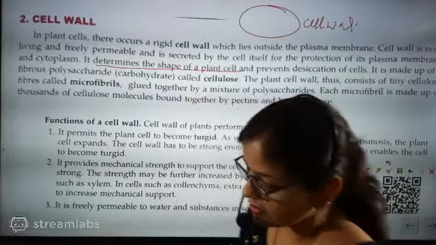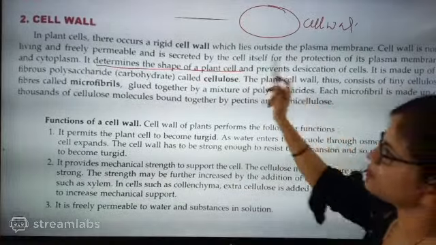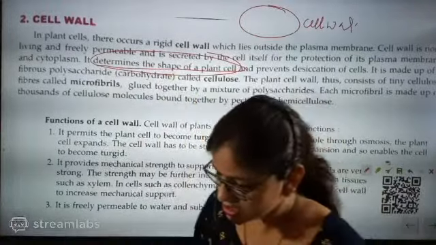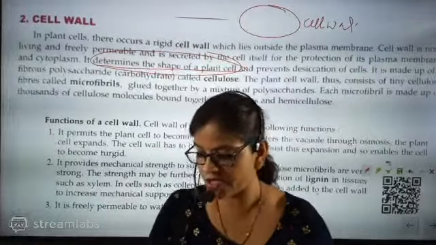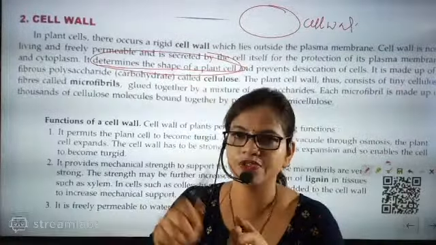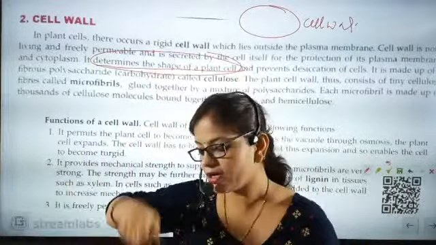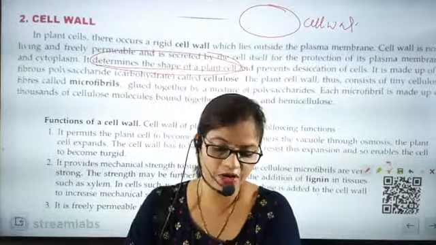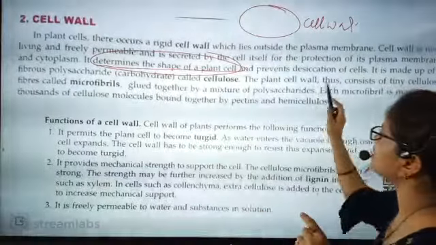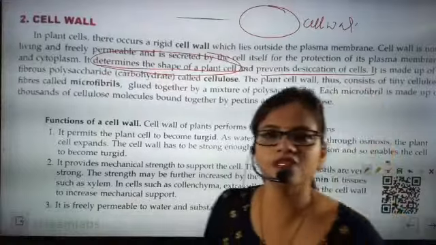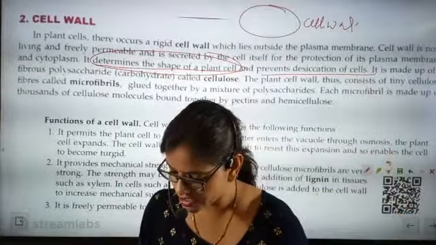It is determining the shape of the plant cell, beta. That means the cell wall is determining the shape of the plant cell. How this plant cell will be looking, it will be determined by the cell wall only, beta, and it prevents desiccation of cells. Desiccation of cells means, beta, what does desiccation of cells mean here?